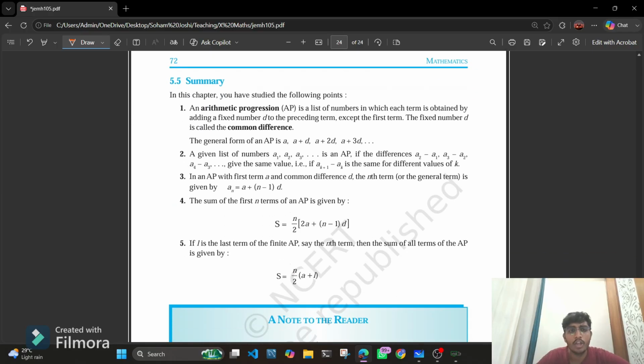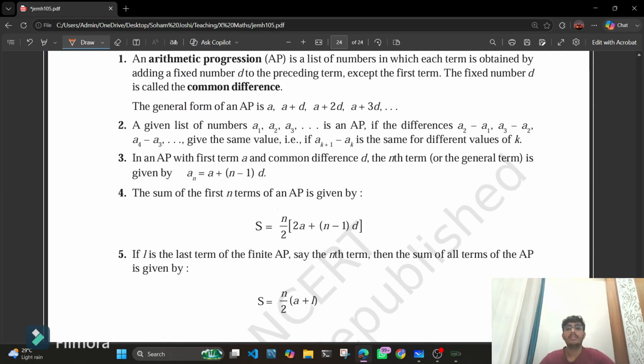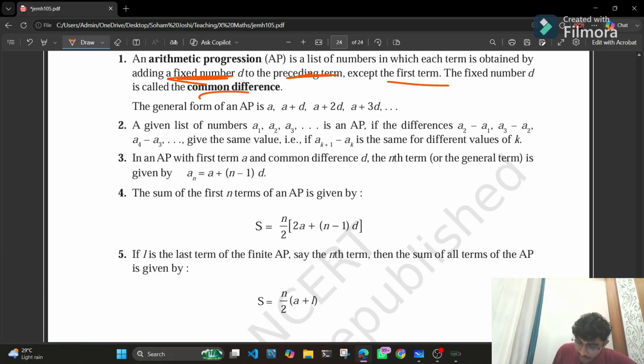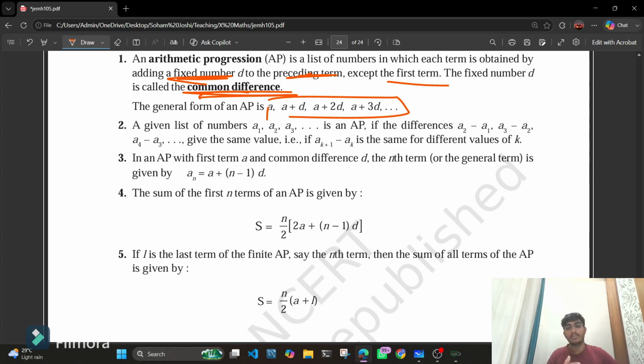We'll just quickly summarize what we have learned so far. An arithmetic progression is a list of numbers in which each term is obtained by adding a fixed number to the preceding term, except the first term. This fixed number is called the common difference. The general form is a, a plus d, a plus 2d, a plus 3d, and so on. A given list of numbers a1, a2, a3 is an AP if the differences a2 minus a1, a3 minus a2, a4 minus a3, and so on give the same value. So d should be common. If it varies, then the list of numbers is not an AP.